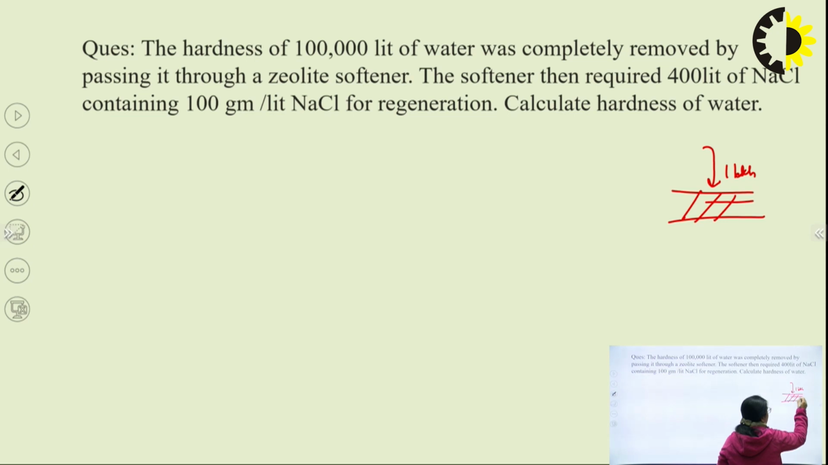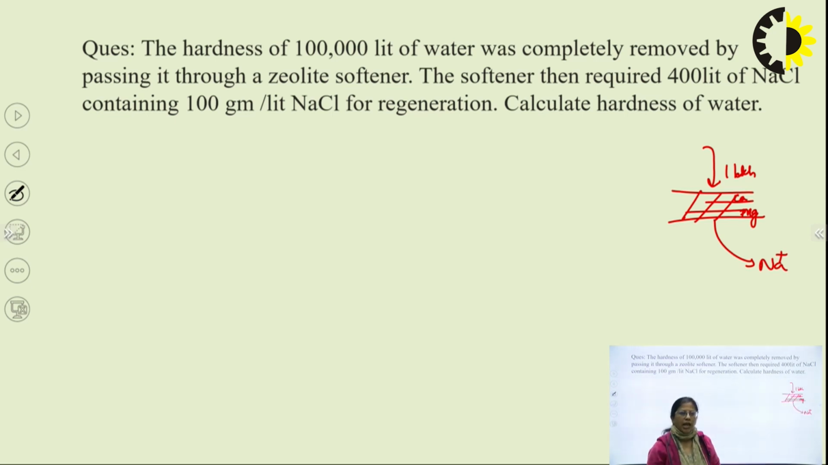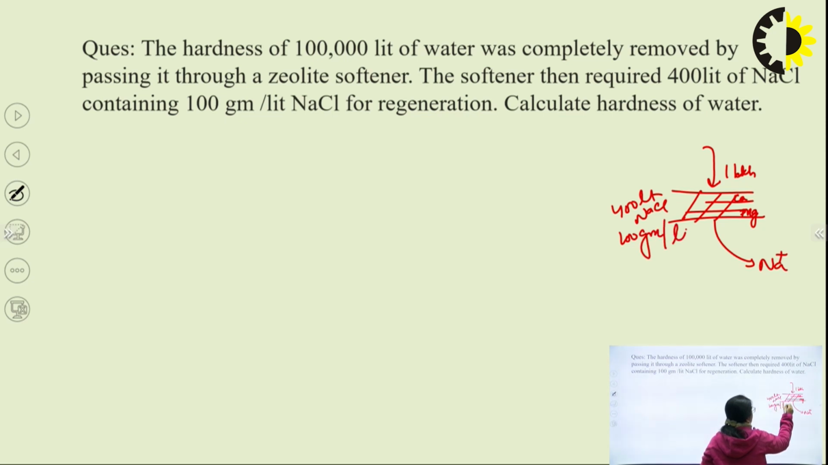and this zeolite bed got fixed with calcium and magnesium, and the outgoing water had sodium ions. So, on passing 1 lakh liters of water, this zeolite bed needed regeneration, and for regeneration we required 400 liters of NaCl having the strength of 100 gram per liter.